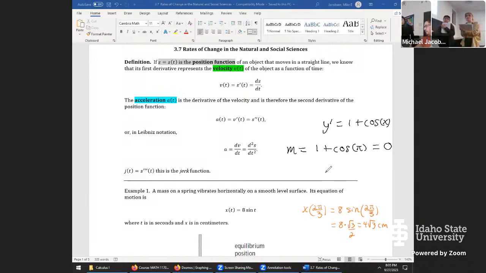Mhm. And then to get your full tangent line equation, go y minus y1 equals slope times x minus x1. Your x1 is pi and your y1 is pi as well. Okay, that makes sense. Awesome.